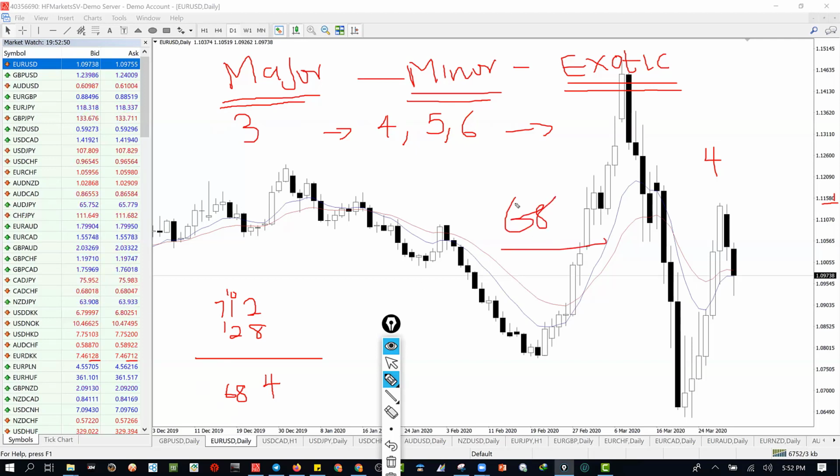You can see the higher spread. It's a very wide spread right here. So if you execute a trade on this currency right now, this is the amount of spread you're going to be charged.